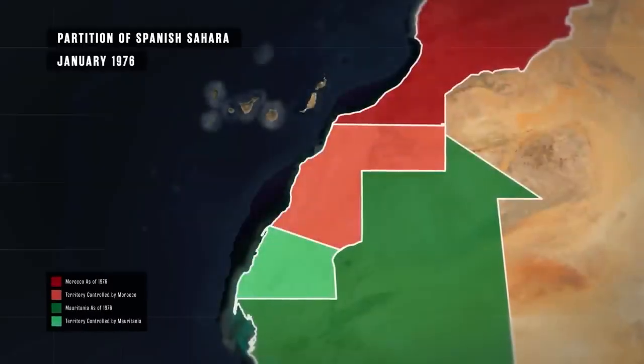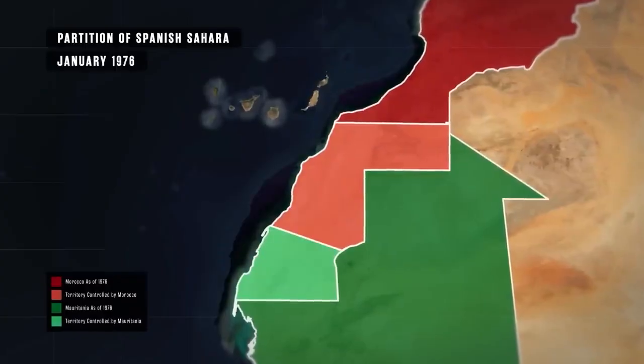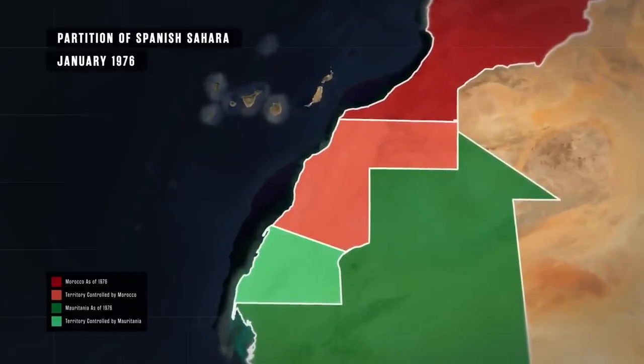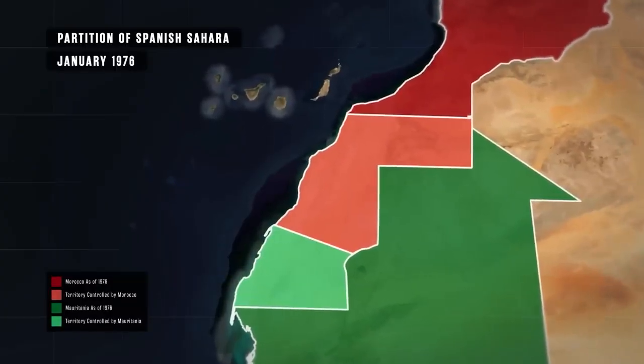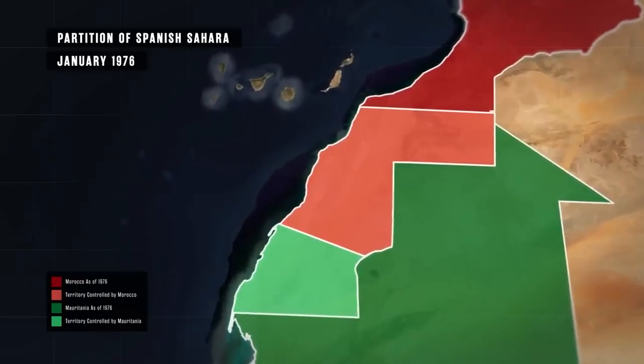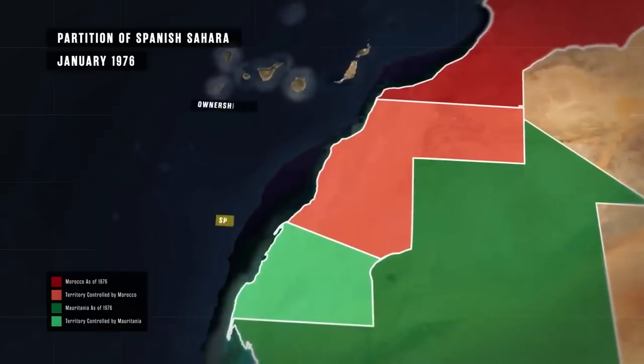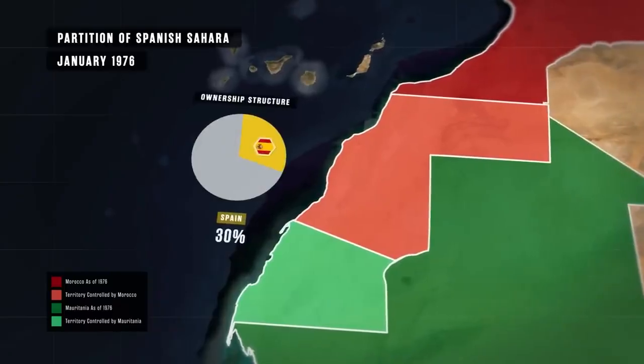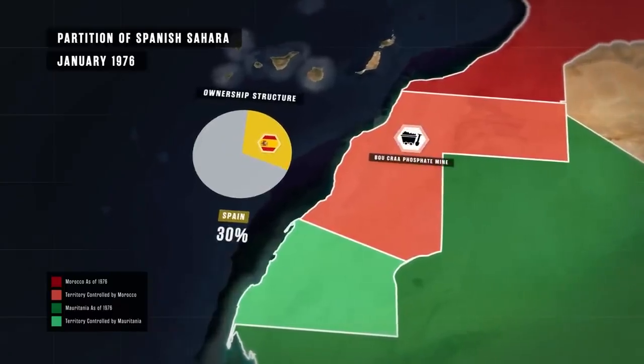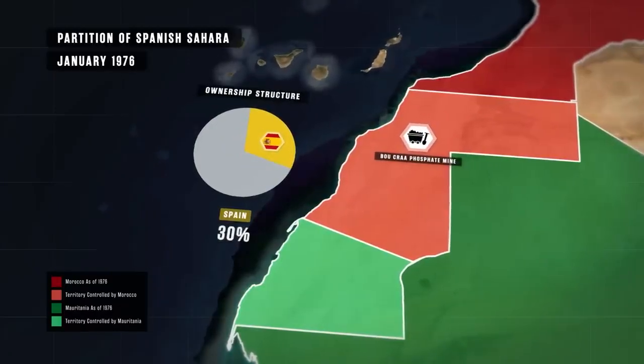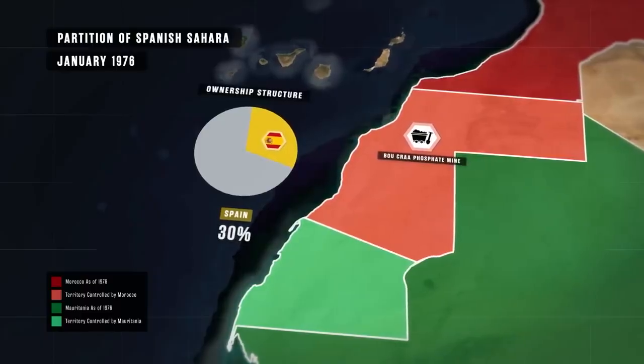Essentially, Spain agreed to withdraw from the colony and to partition it between Morocco and Mauritania, with Morocco gaining about the northern two-thirds and Mauritania gaining the southern third, while Spain itself was supposed to retain a 30% equity stake in the most valuable asset in the colony, the lucrative phosphate mine here at Bou Craa, though Morocco would end up taking the whole mine over anyway.